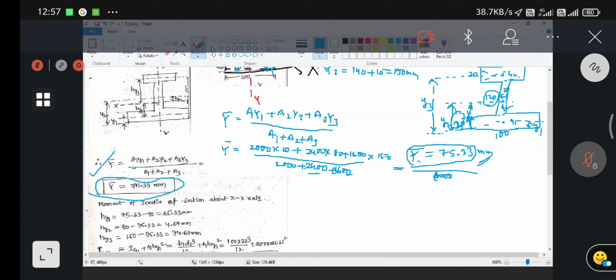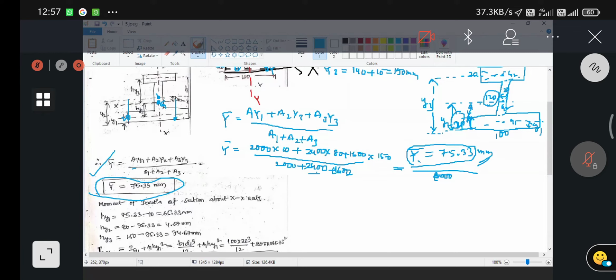So we are going to find out the centroidal value, that is, the moment of inertia about the central axis. Here I need to assume this is 20 plus, where is the central location? From here to here, 20 plus 60 is 80. So the central axis will be present here.